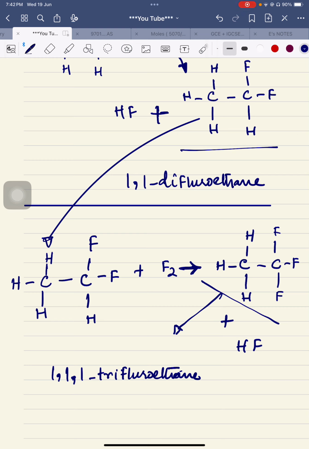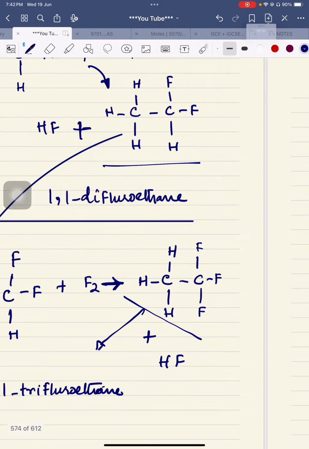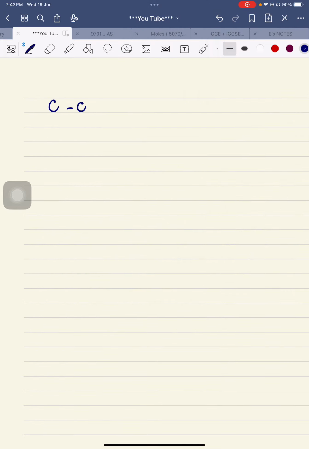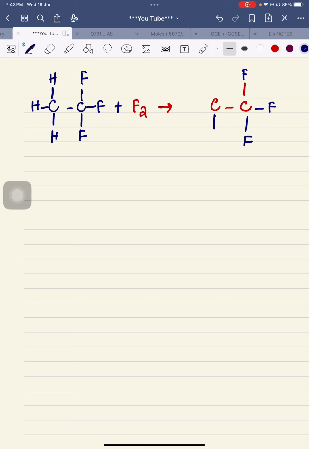Now I am taking you to the next one, towards the second carbon atom. Let me bring your attention: this is F here, and F here, and these are the H's here. You can see that it is going to react with F2, and these are the previously present, already present F, and now it is added.